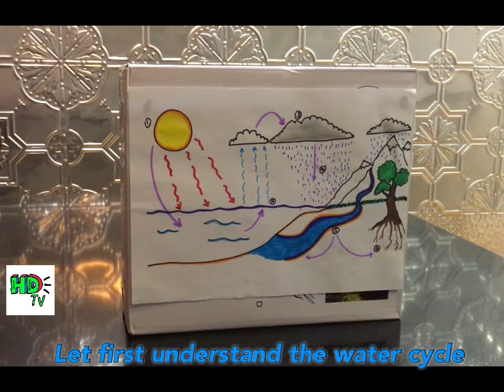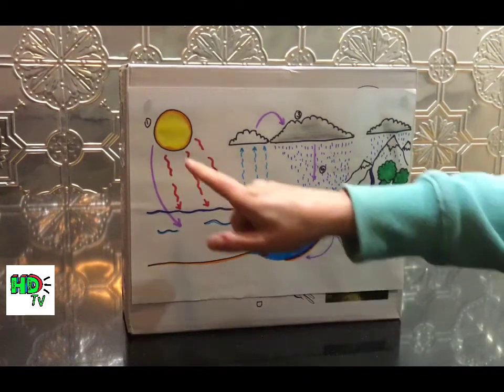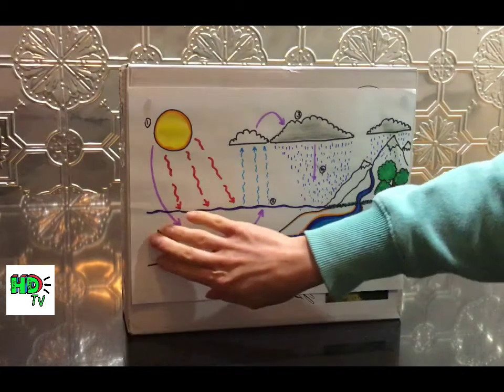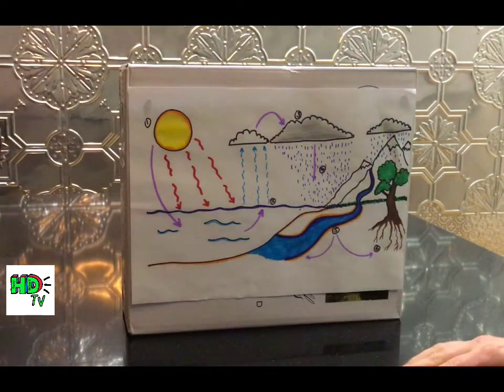So before we start our experiment, let's just have a look at the water cycle and what it actually is. The water cycle is looking at how we create rain, how the atmosphere creates rain for us. So we start with the sun, and the sun directs its heat down to the water's surface. We start with the heat of the sun and the liquid, the water, the sea.